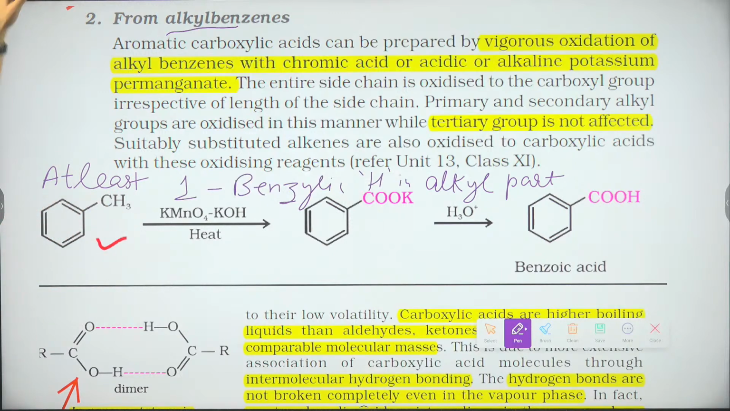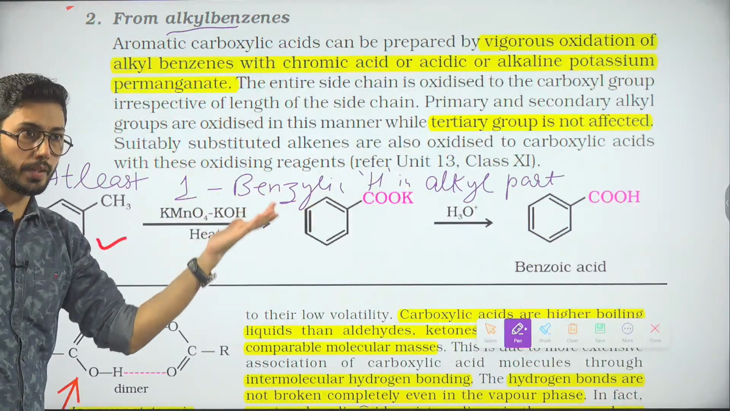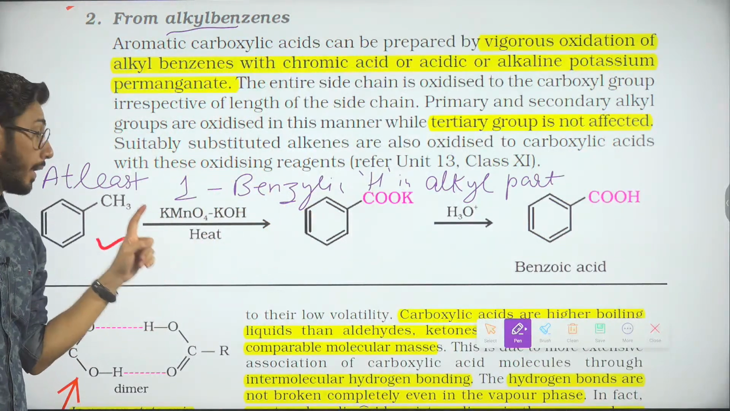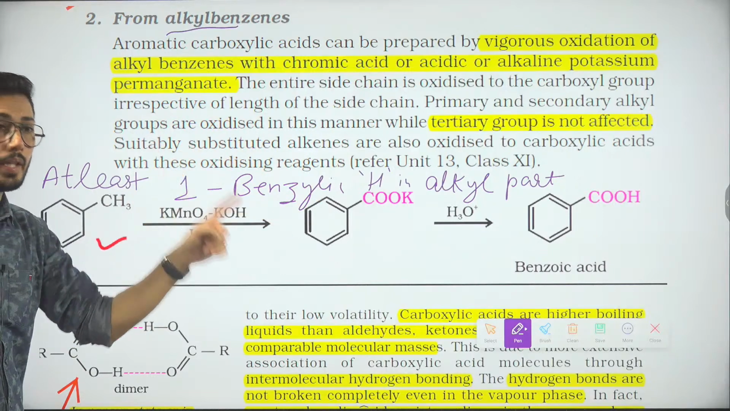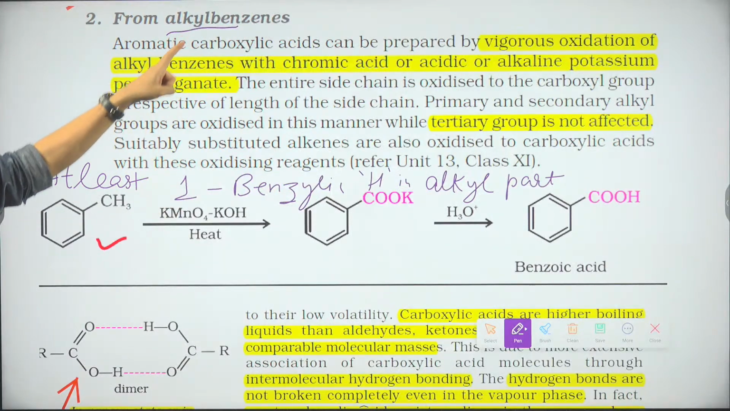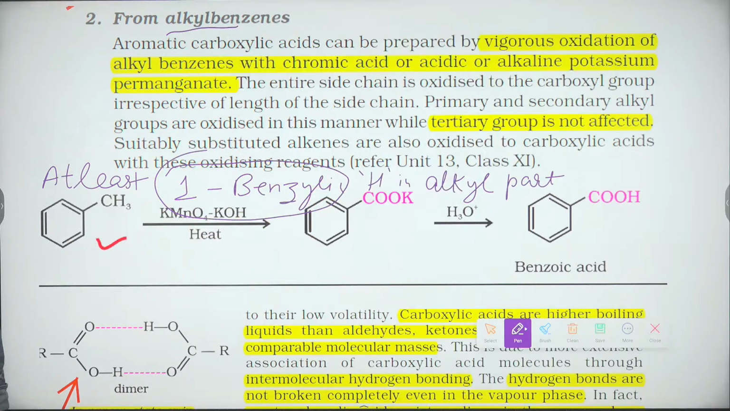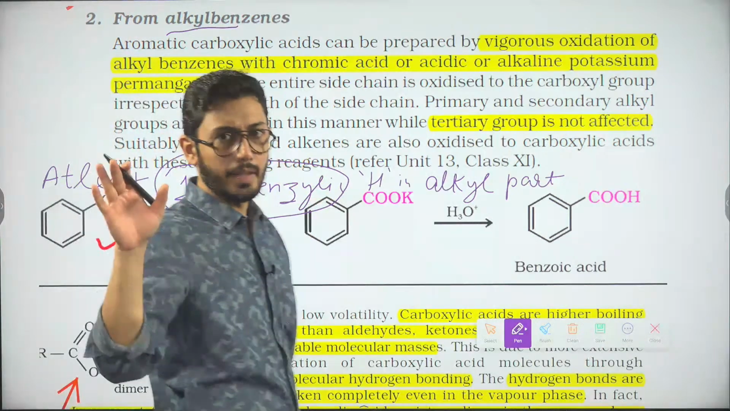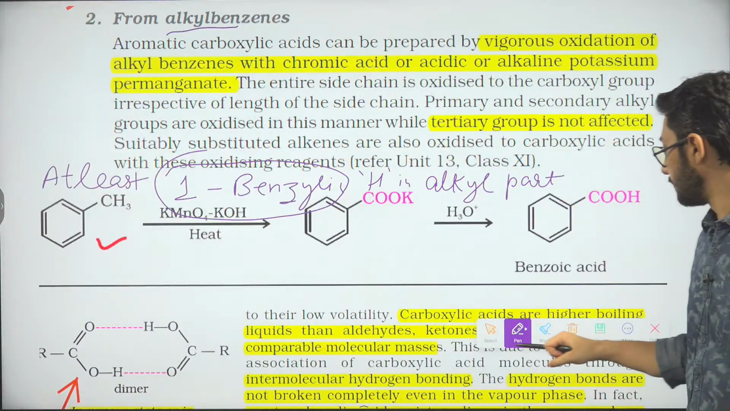If you take here aldehyde, it will be also converted to acid, but that is a different set of reaction. It is not alkyl benzene then. If it is acetophenone, it will be also converted to carboxylic acid, but acetophenone is not alkyl benzene. So with alkyl benzene, you will check by which point, at least one benzylic hydrogen, then entire side chain will be finally oxidized to carboxylic acid group.